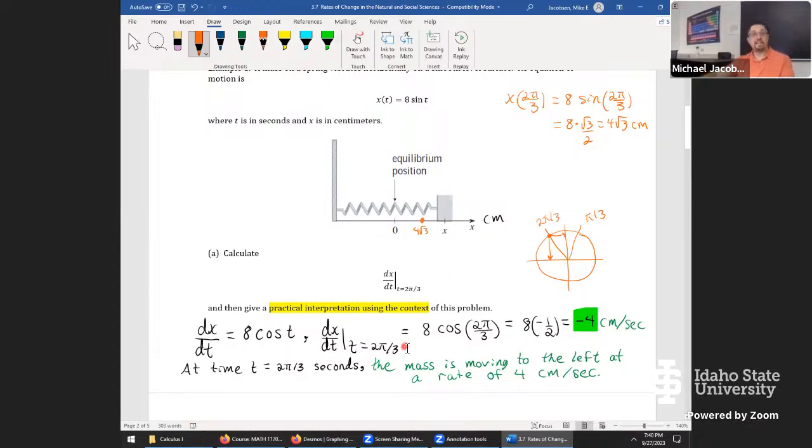But at 2 pi over 3 seconds, the velocity is -4 centimeters per second. That means it's moving to the left at that rate, 4 centimeters per second, but only at that one instant of time. Change the time to something else, it might be moving to the right or still to the left, but at a different rate. So this is just a snapshot of essentially what you might see on a speedometer, like in your car.